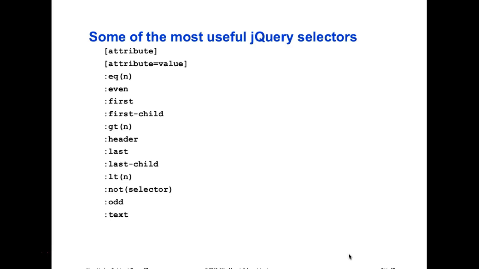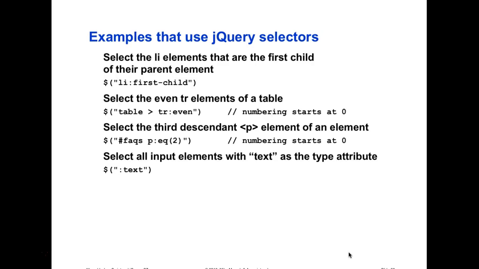A not selector, so let's say we wanted to select everything but a specific element, we would write not that element, whether something's odd or not, or actual specific text, which we've already covered, the text part. Anyway, you have to really see these in use to understand it, but just know from this slide that jQuery has an incredible power to select anything you need. So here are some examples of using these selectors.